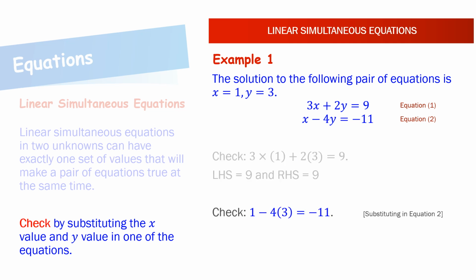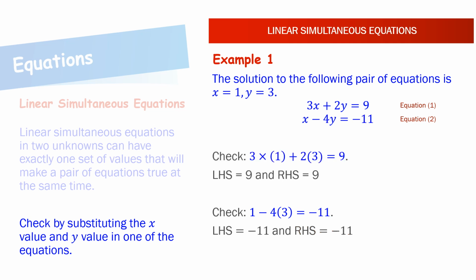We can also check in equation 2. x equals 1, minus 4 times y, where y equals 3, does indeed equal minus 11. So the left-hand side equals minus 11, 1 minus 4 times 3. And of course the right-hand side equals minus 11 too. And therefore we've checked that x equals 1 and y equals 3 do indeed satisfy both equations.